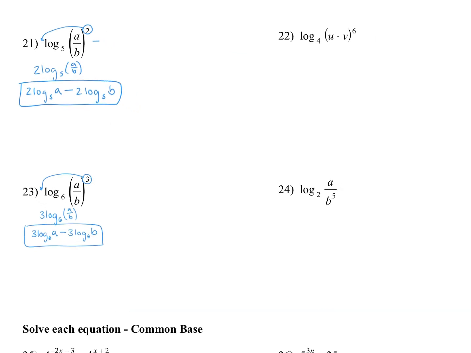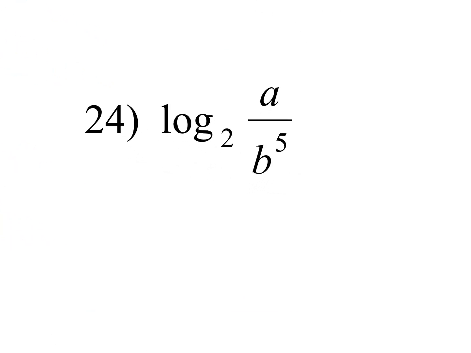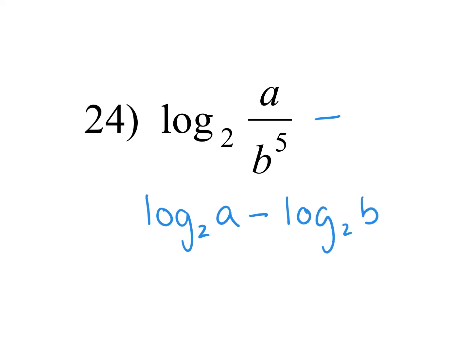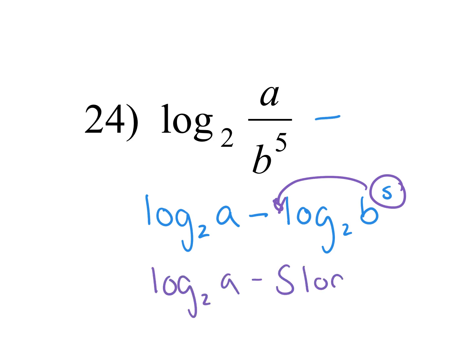All right, let's do 24 also. So I'm dividing. What goes with division? Subtraction. So I start with log base 2, and what would come first? A. So then minus log base 2b. So b to the 5th power. And then what's the last thing that I need to do? Move the 5 in front of only that log, it gets it. So I have log base 2 of a minus 5 log base 2b.